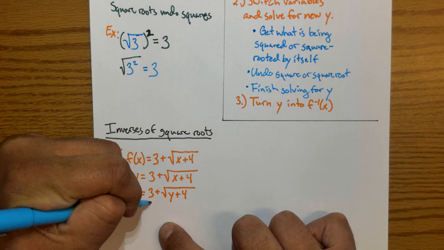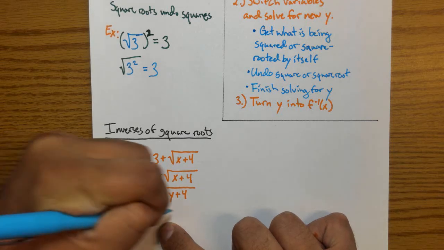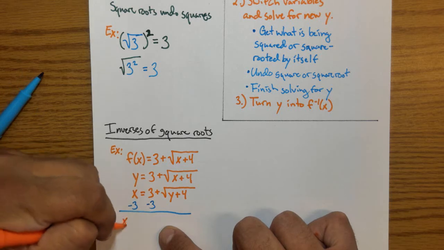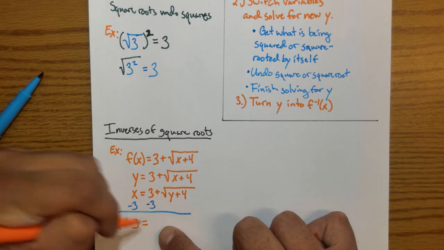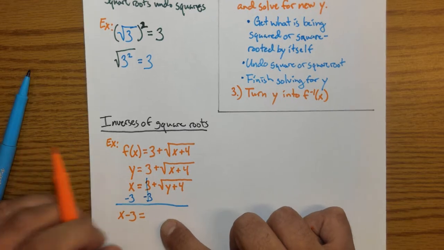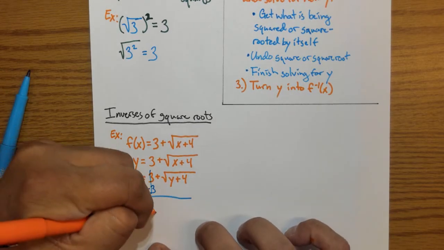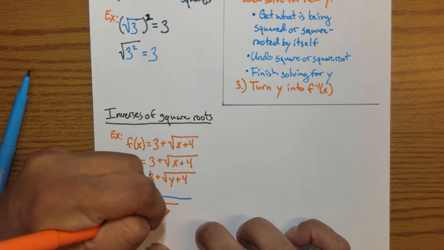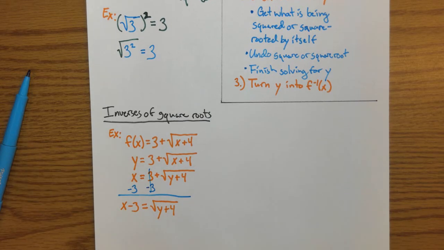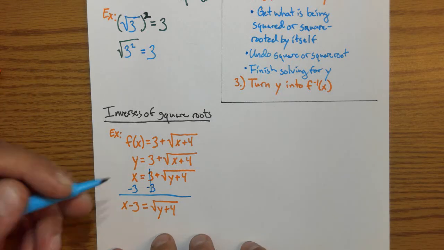So I'm going to subtract 3 from both sides. And we're going to have x minus 3 is equal to, now this canceled, which is what we wanted, the square root of y plus 4. Now we have what is being square rooted by itself. So now we can go ahead and square both sides to undo that square root.